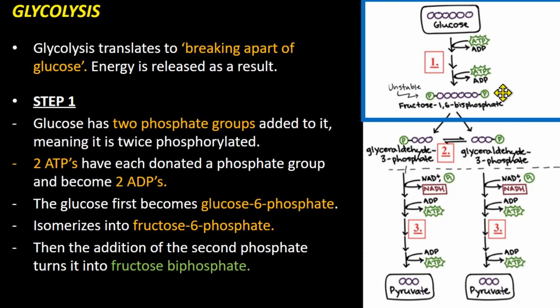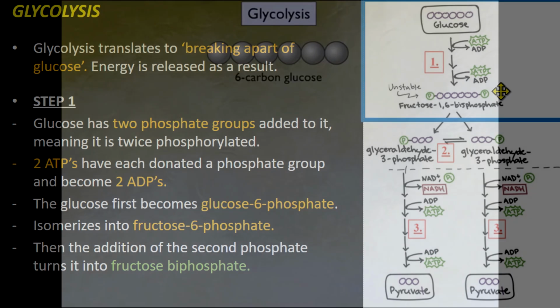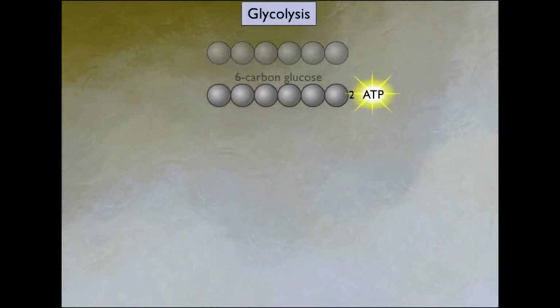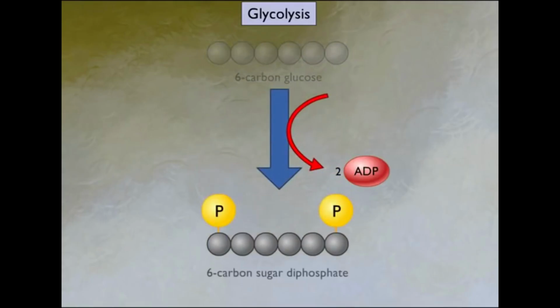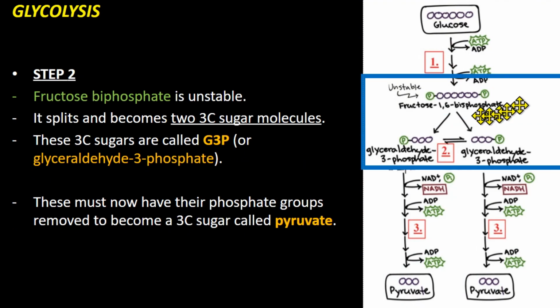The two phosphate groups come from these two ATPs here. So two ATPs have each donated a phosphate group and become ADPs. So this is the glucose, these are the two phosphate groups here. The glucose first becomes glucose 6-phosphate. This isomerizes, so basically rearranges the structure into fructose 6-phosphate. That's after it gets the first phosphate. And after it gets the second phosphate, it becomes fructose biphosphate. That is step 1.